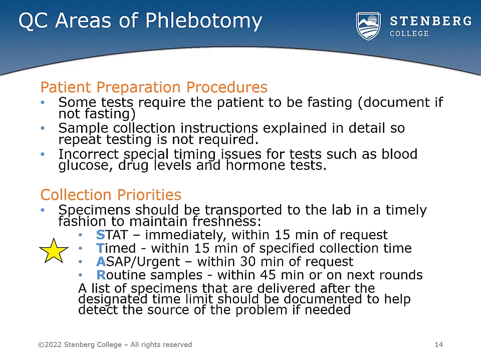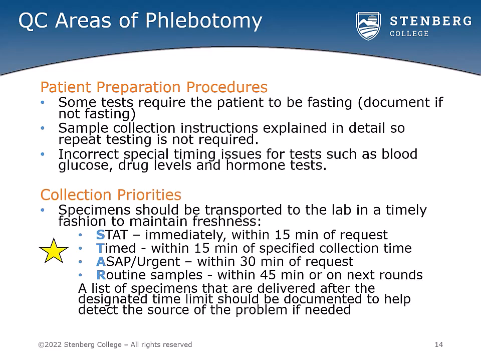Sample collection instructions for non-blood specimens are explained to the patient in detail so the patient collects it properly and repeat testing is not required. There may also be special timing issues for tests such as blood glucose, therapeutic drug monitoring, and hormone tests. Quality control is also crucial during collection priorities. Specimens should be transported to the lab in a timely fashion to maintain viability.